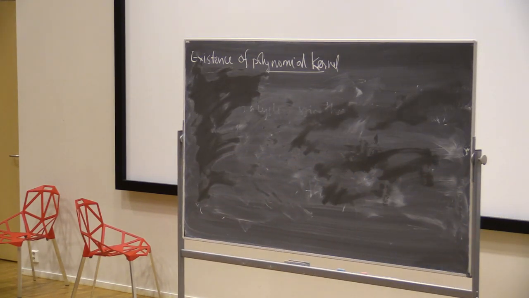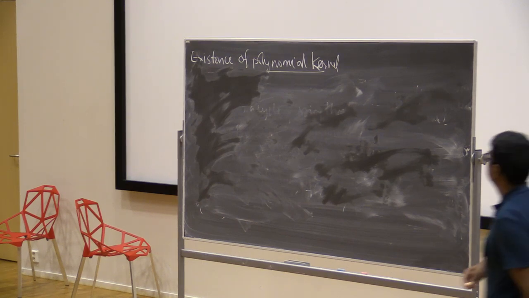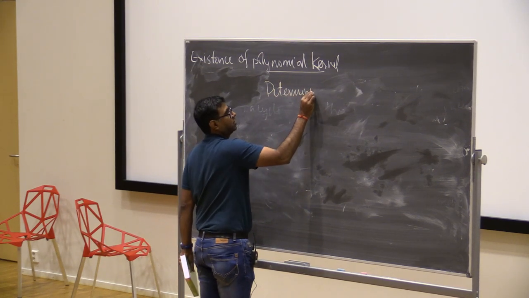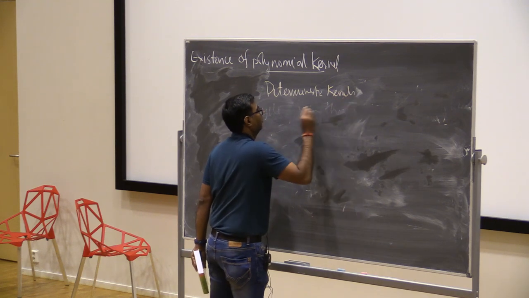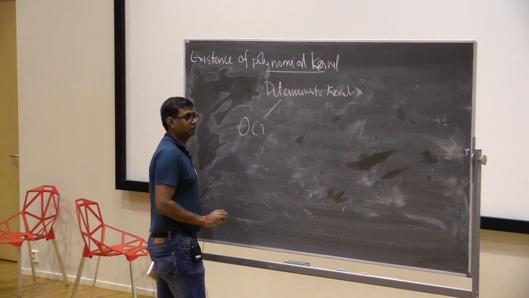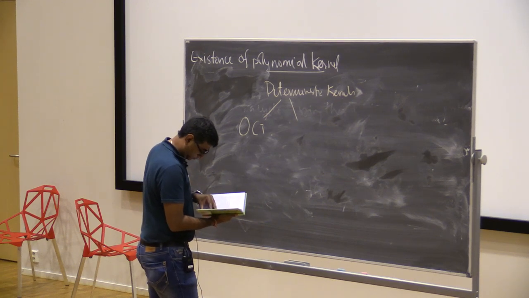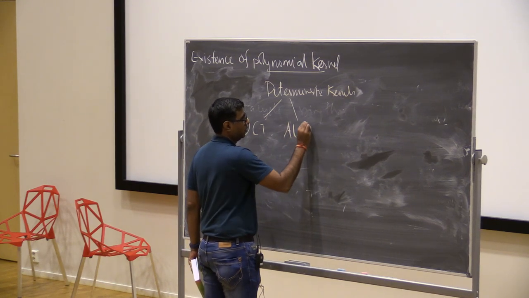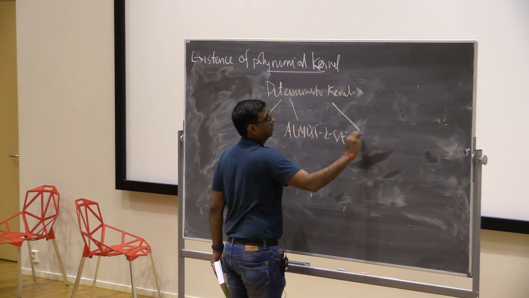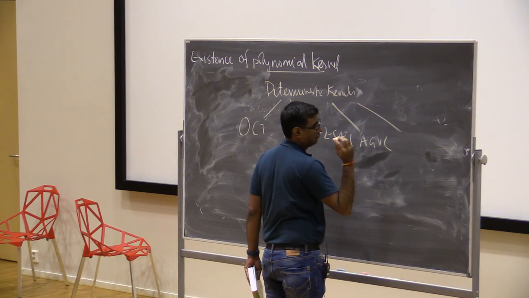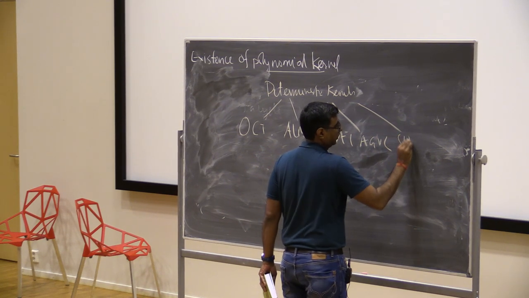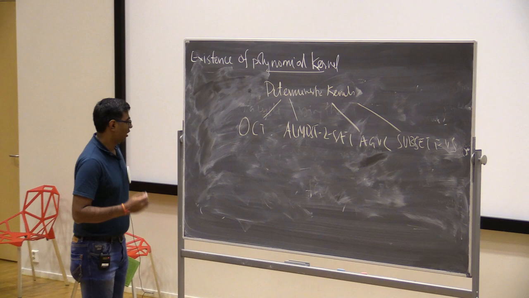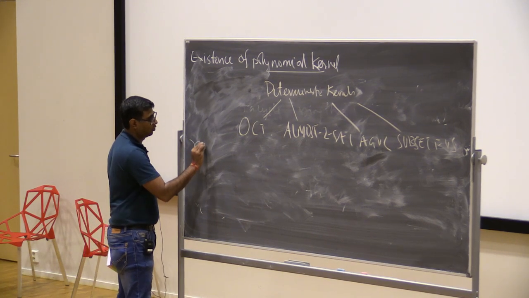So one more direction that now seems important is deterministic kernels for problems such as OCT, odd cycle transversal, almost 2-SAT, above guarantee vertex cover, or LP, whatever you want to call it, and subset feedback vertex set. All these problems have a polynomial kernel, but a randomized polynomial kernel.